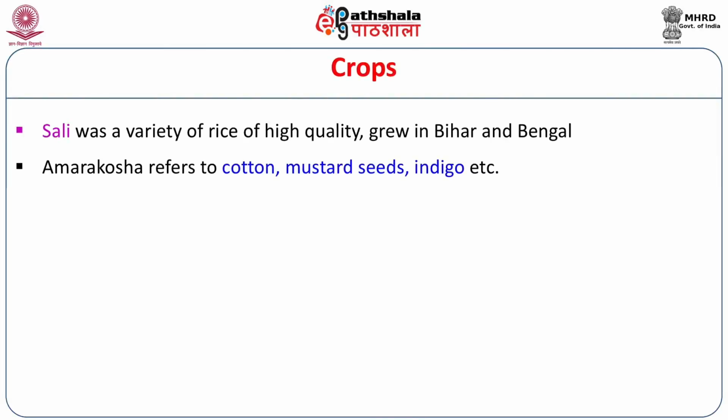And Kalidasa also refers to the Shali rice fields and women folk sitting in the shades of the Shali rice, and they were watching the beauty of the sugarcane field. So, Shali rice was a very important and perfumed variety of rice which grew in Bihar and Bengal. And then the Amara Kosha, which is an encyclopedia, refers to cotton, mustard seeds, indigo, etc. Then sugarcane was also an important commercial crop, about which we find abundant references in the copper plate charters as well as in the literary works of the Gupta period.